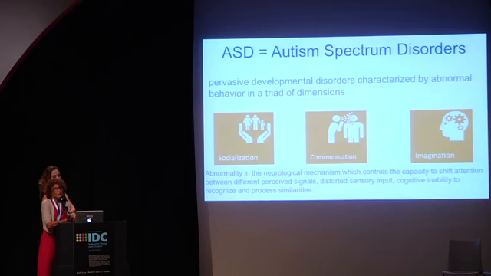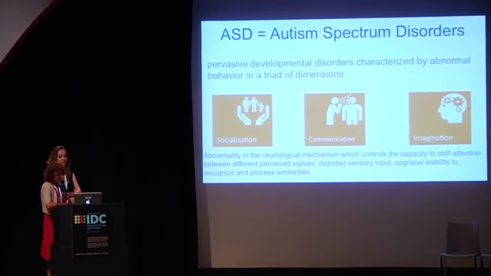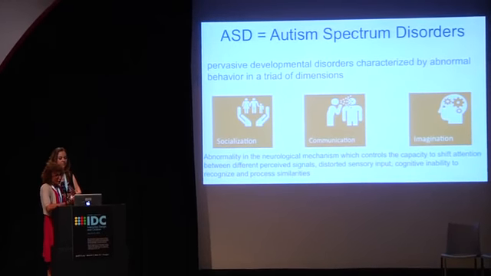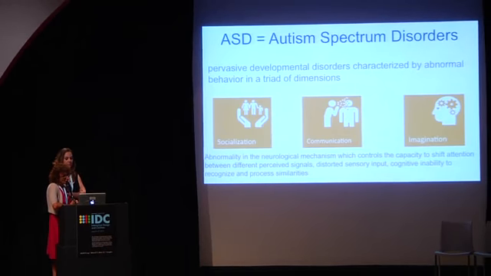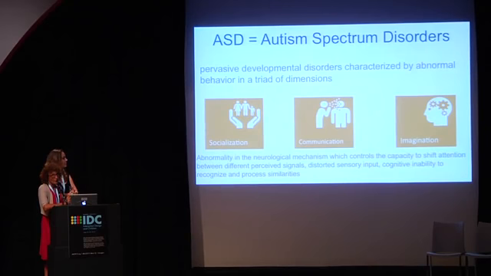Actually, autism has now recently been recognized as a real kind of disease, which is probably due, according to some neuroscientists, to abnormality in the neurological mechanism which controls the capacity to shift attention between different perceived signals, some forms of distorted sensory input, and the cognitive inability to recognize and process similarities.